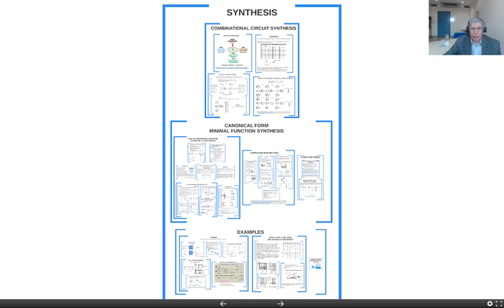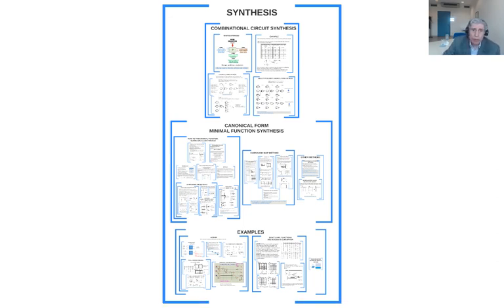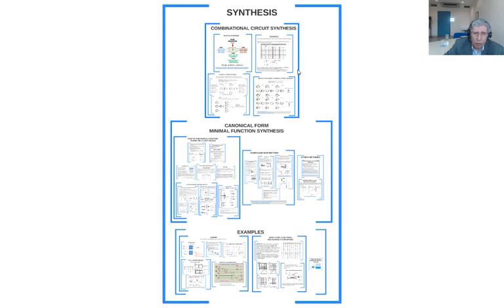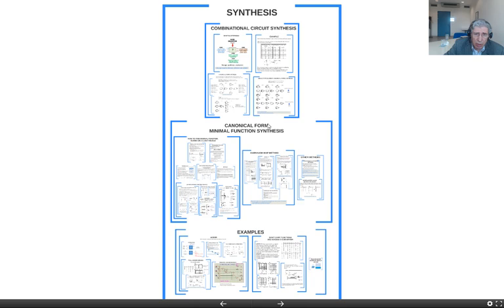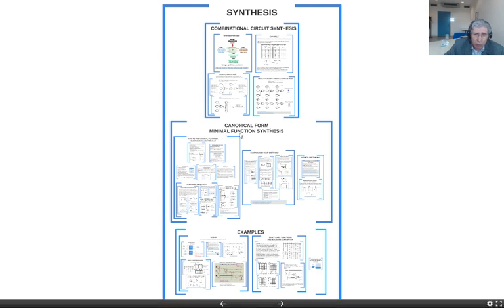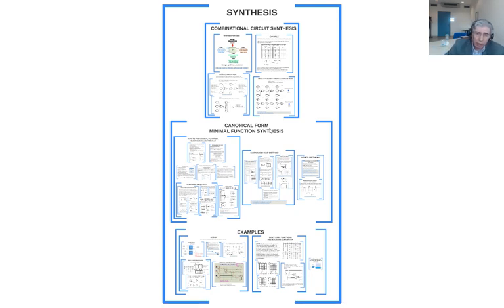Now we will be examining the combinational circuit synthesis, which is this. And then this is a general explanation for the combinational circuit synthesis. And then we will be examining a systematic synthesis method for the minimal functions. It is related with canonical forms. So canonical form minimal function synthesis, we might call it.